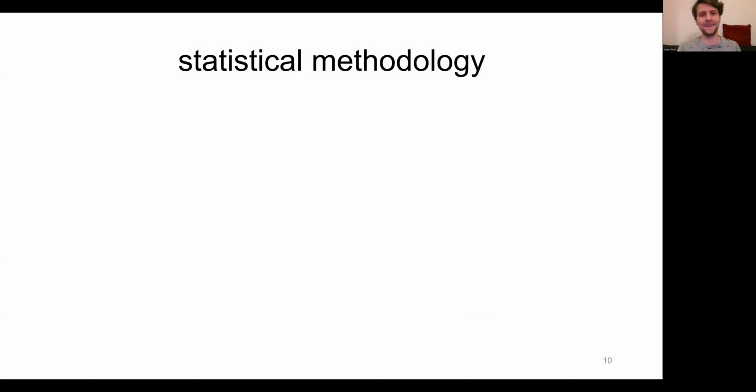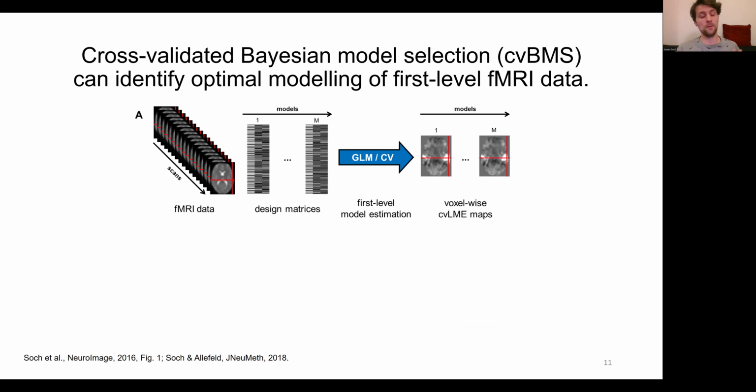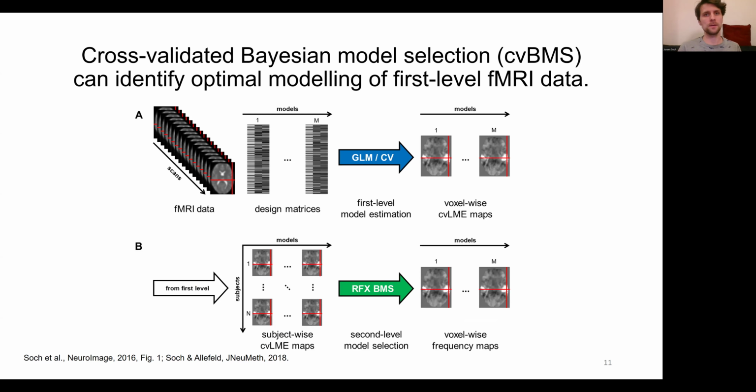So in order to identify the optimal modeling of fMRI data using this paradigm, we used cross-validated Bayesian model selection, or CVBMS. So this technique takes the fMRI data from several single subjects, as well as several design matrices corresponding to the models to be compared, calculates voxel-wise model quality. This is then integrated at the second level in order to come up with voxel-wise model frequency maps, from which the best fitting model in a group level sense can then be derived voxel by voxel.